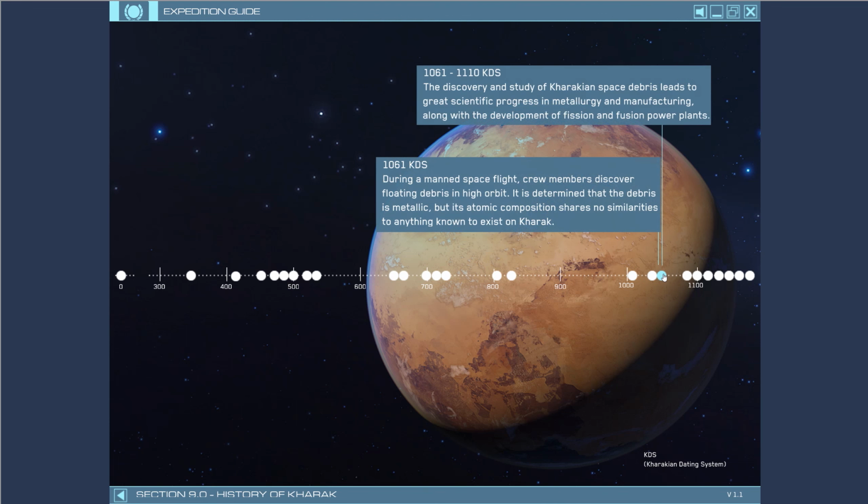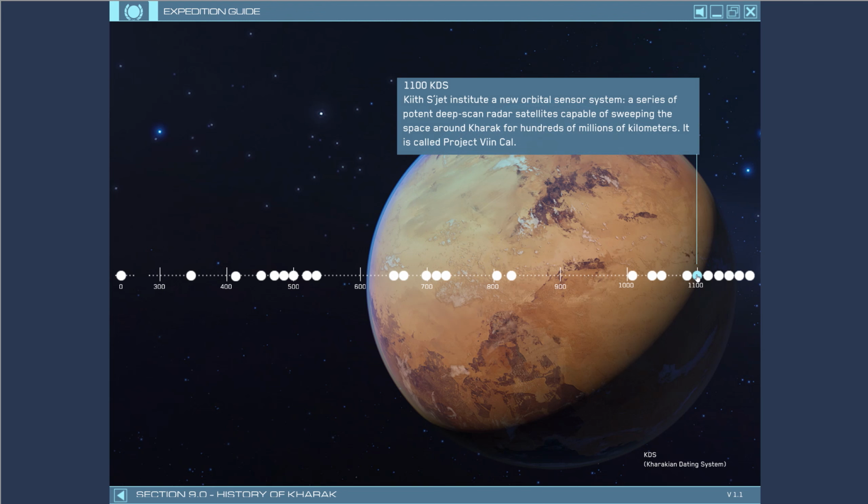In 1074, the Night of Fiery Daggers, or the Sifar Korshesh. On the first night of 1074, 10,000 Galcian soldiers attacked the twin forts along the Stormbreaker Wall. In 1100, Kissajet instituted a new orbital sensor system, a series of potent deep scan radar satellites capable of sweeping the space around Kharak for hundreds of millions of kilometers, called Project VIII.